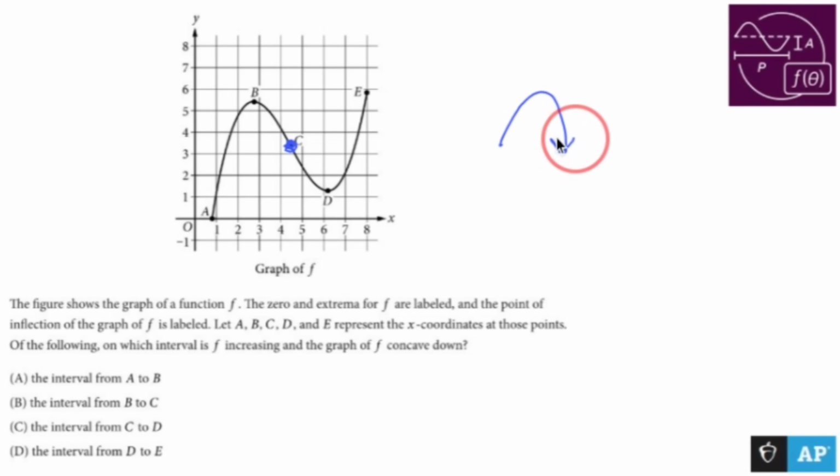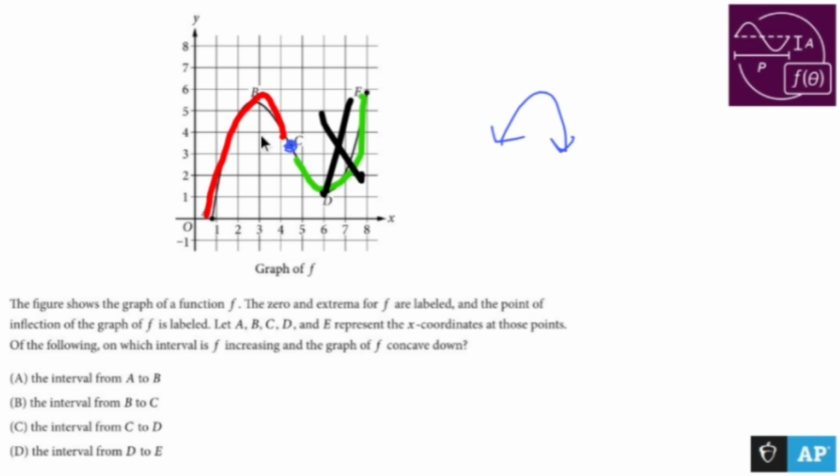Concave down looks like this. So concave down is going to be this red stuff right here. Concave up looks like this. Not that we are asking for it, but that's concave up. Now, I only want concave down, which means I don't care about that. What I also want is not only is it concave down, but increasing.